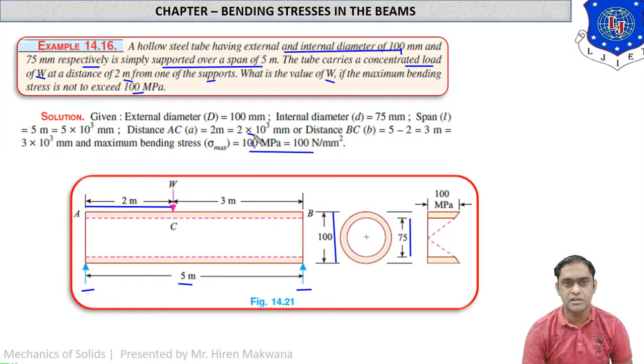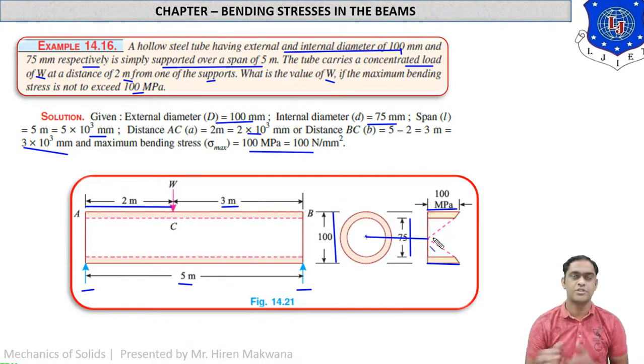The distances are converted to 10 raised to 3 mm. Diameter is given to you. Internal means small d, external means capital D. Now this distance BC is most important, 5 minus 2, 3 meter, 3 into 10 raised to 3 mm, which is written over here, and the maximum bending stress is at the outermost surface, 100 megapascal. This is the bending stress distribution diagram. At the center of gravity of the section the bending stress is 0 and gradually increases up to the top layer and up to the bottom layer as well.